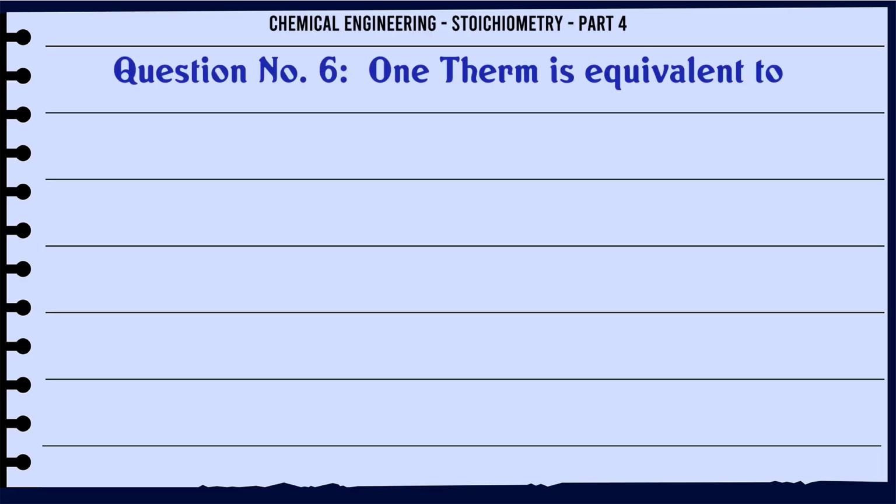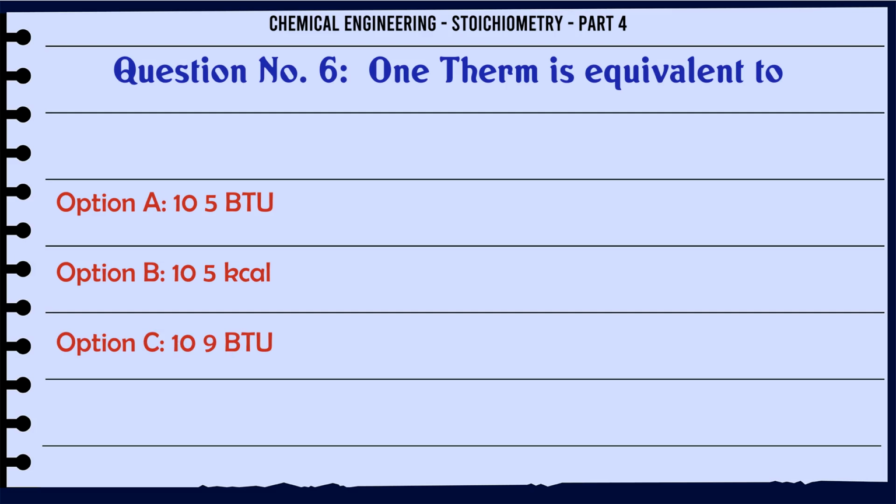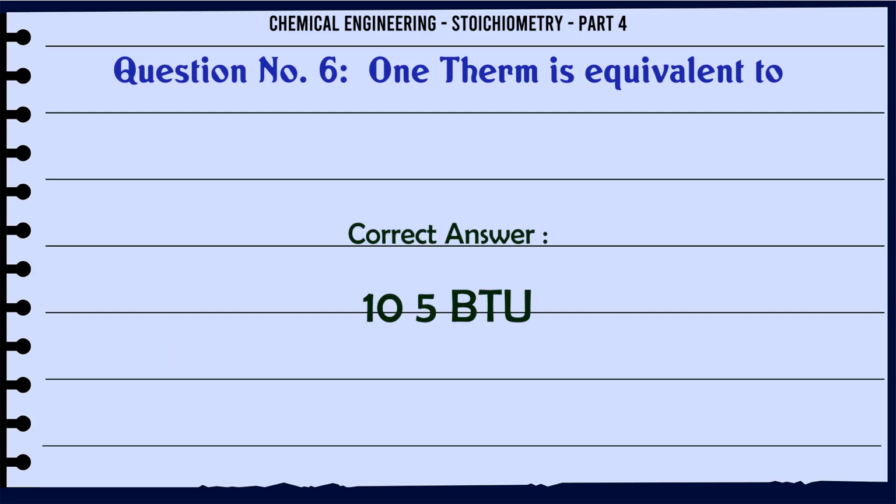1 therm is equivalent to A: 10.5 BTU, B: 10.5 kilocalories, C: 10.9 BTU, D: 10.9 kilocalories. The correct answer is 10.5 BTU.